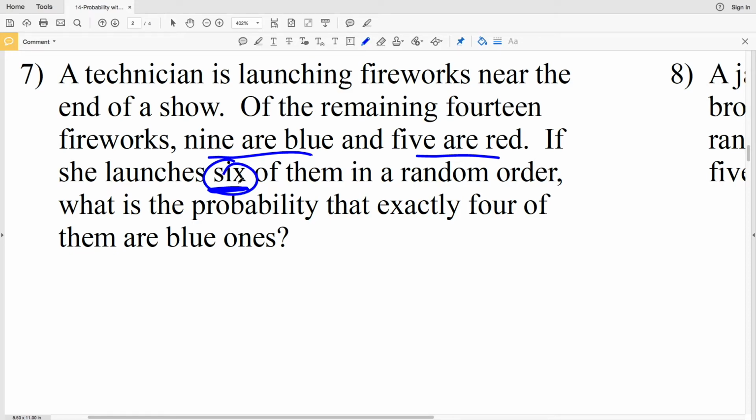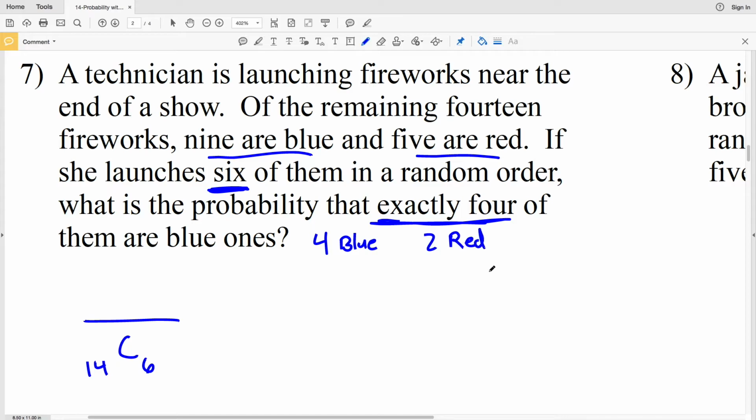So she's only launching 6 out of the total 14. So out of the possible combinations, we have 14 and we're choosing 6. Now, an important part of this question to note is we're looking for the probability that exactly 4 are blue. So that means that 4 of them will be blue, and the remaining 2, since there's 6 total, will be red. So we have 4 blue and 2 red.